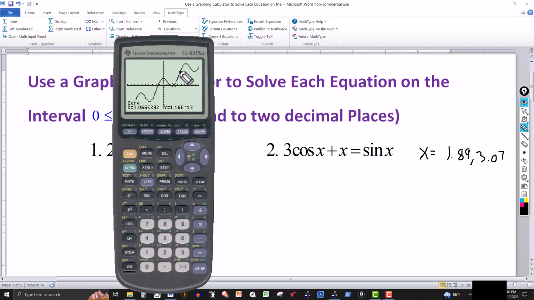And you can kind of see from the graph that the graph stays above the x-axis, so it's going to pass the point 2 pi. So in this case we have just those 2 solutions, 1.89 and 3.07.